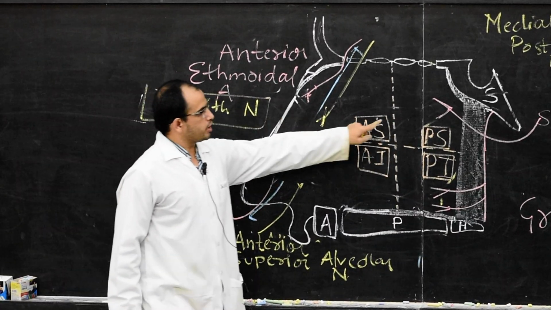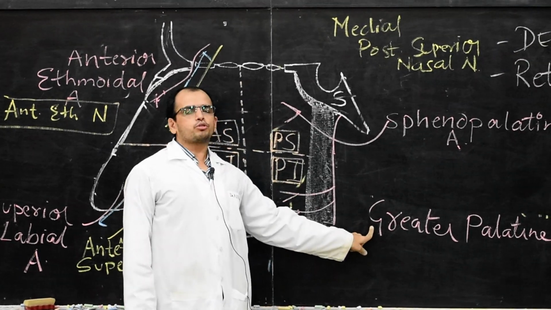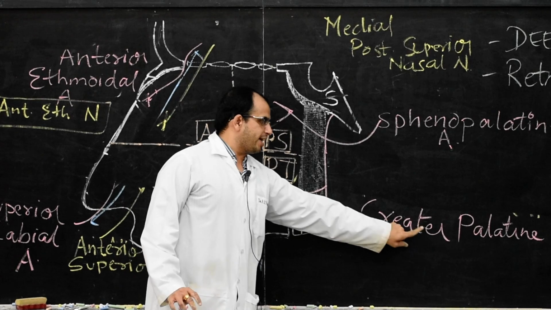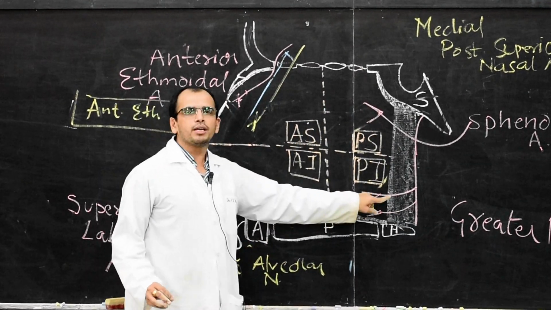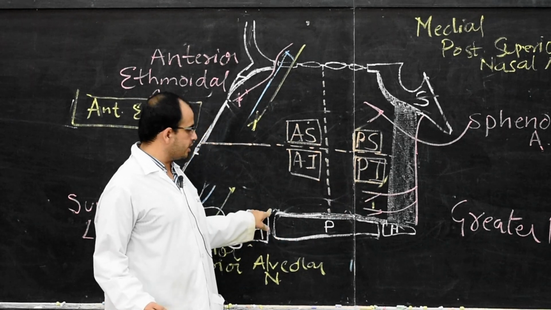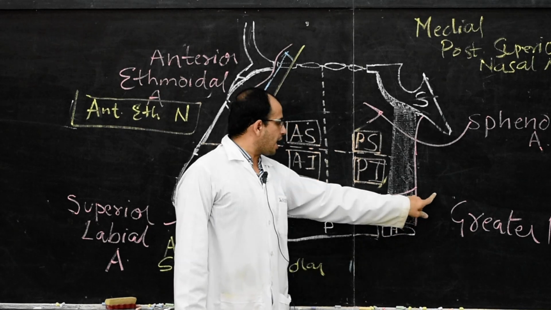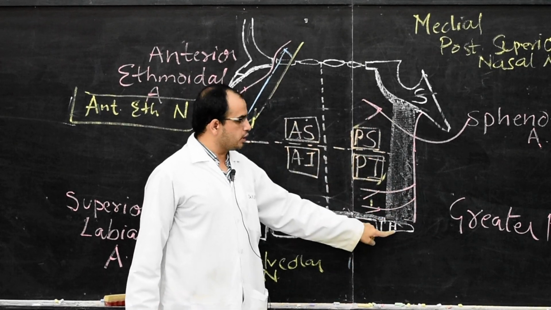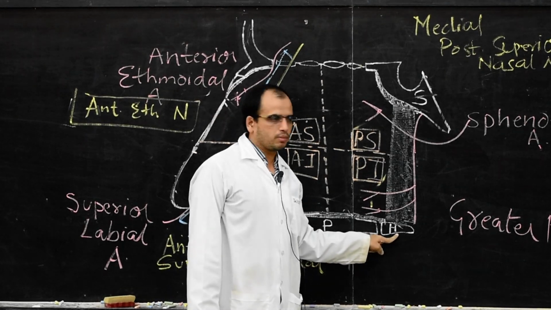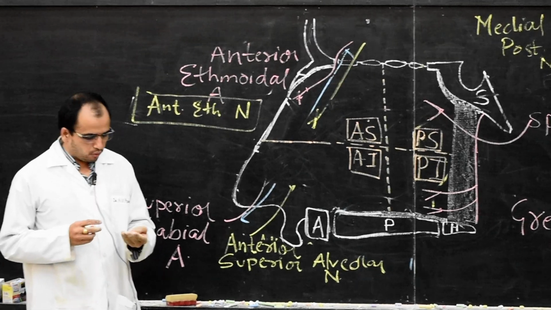So the posterior superior quadrant, again, is supplied by the sphenopalatine artery, and the posterior inferior quadrant is again supplied by the greater palatine artery, but in the septum it was coming from the midline and then going backwards, coming out from the incisive foramen. Here the branches of the greater palatine artery are piercing the perpendicular plate of the horizontal palatine bone. Okay, so that is about the arterial supply of the lateral wall.